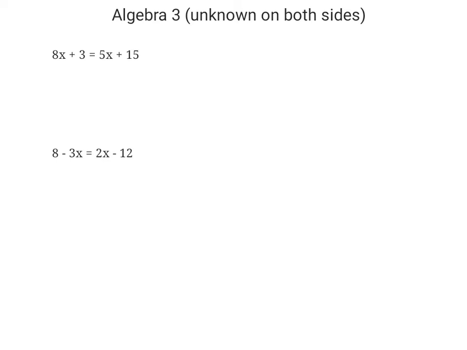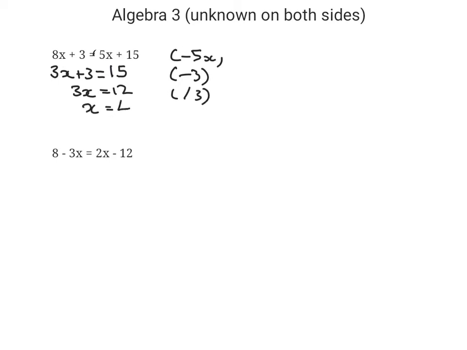Well, in the first example, the smallest number of x's is 5x, and it's positive because there's nothing in front of the x. So what we're going to do to start off is subtract 5x from both sides. So that's going to give me 8x minus 5x, which is 3x plus 3. That 3 was there already. We've taken away 5x, so it goes, and we've got 15. This question now is just a two-stage problem like the ones we did before. So we're going to subtract 3 to leave us with 3x equals 12, and now we're going to divide by 3 to give us x equals 4.